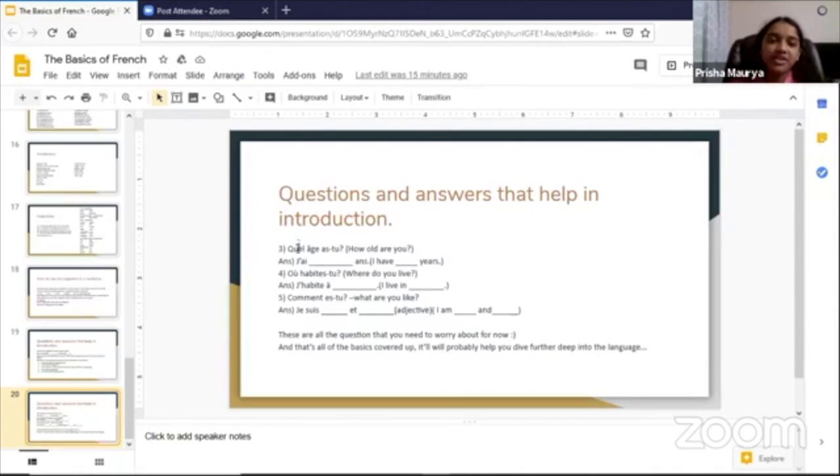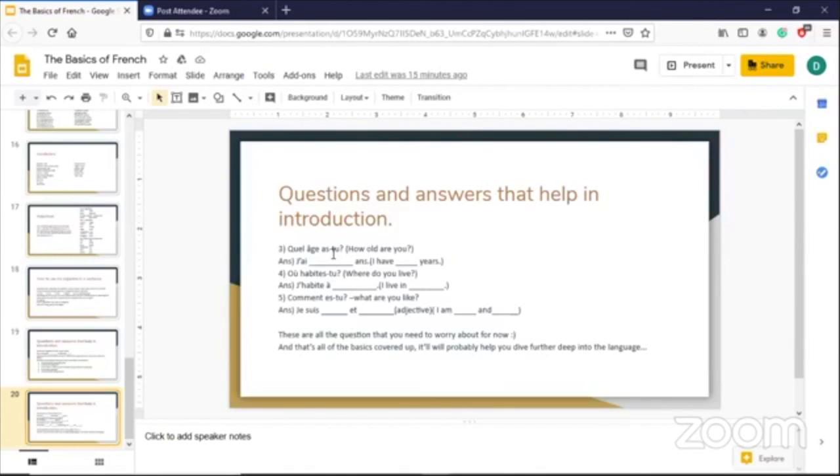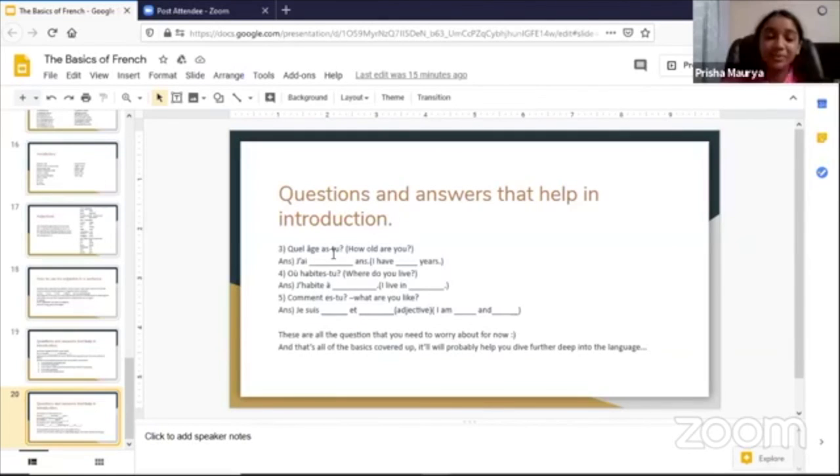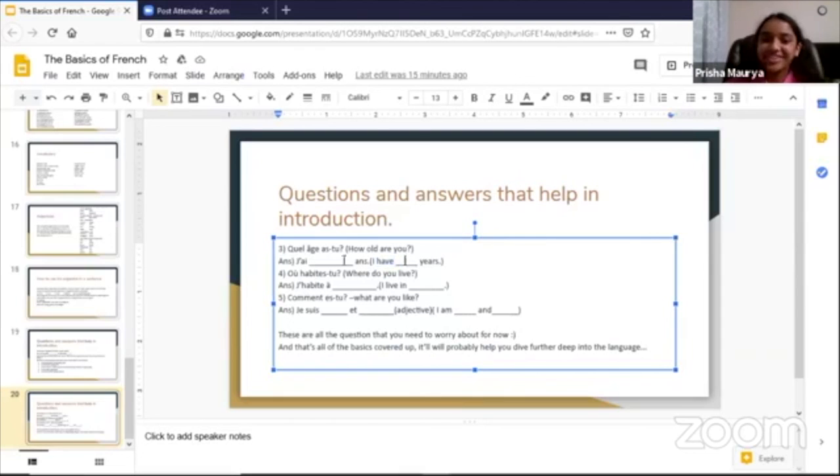So, quel âge as-tu, which means how old are you? Would anyone like to pronounce that? That seems tricky. It's quel âge as-tu. Quel âge as-tu? Really nice. So the answer would be I have that many years. Like we said, you have to fill in the gap with a plural amount of years, however old you are.